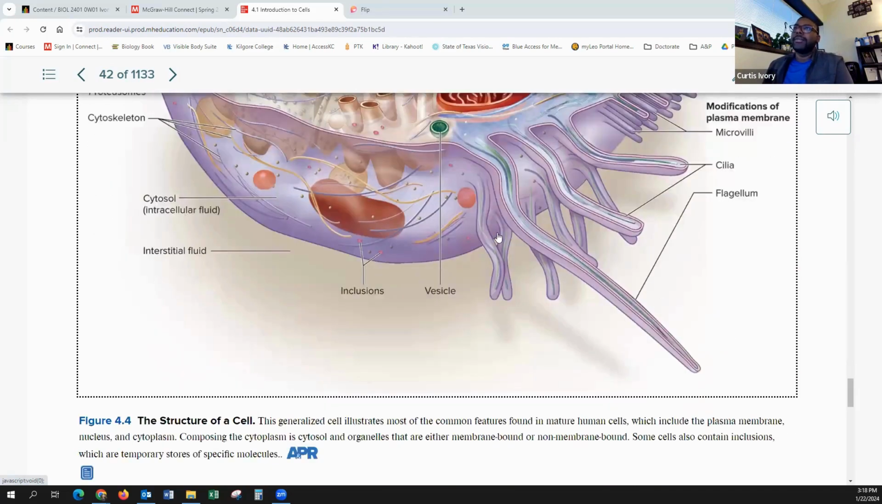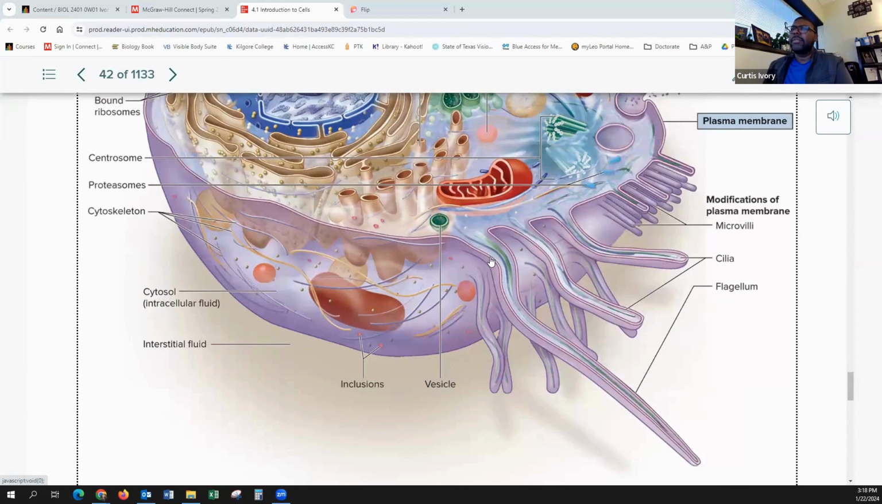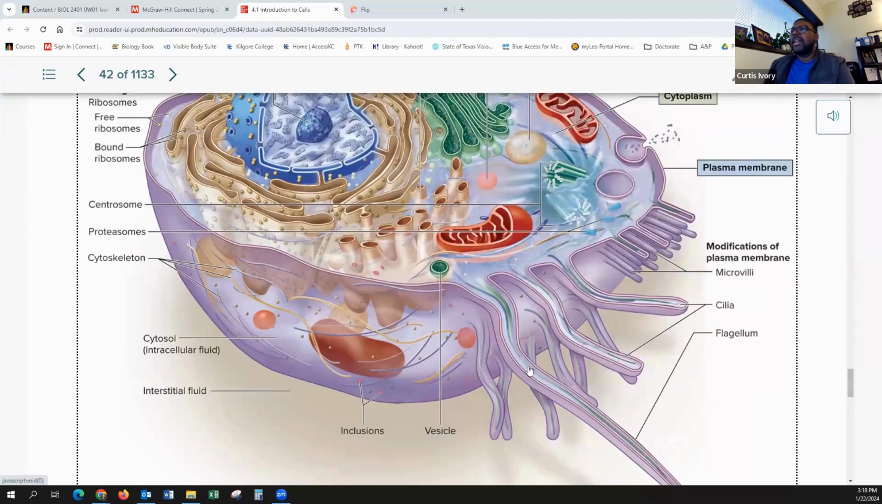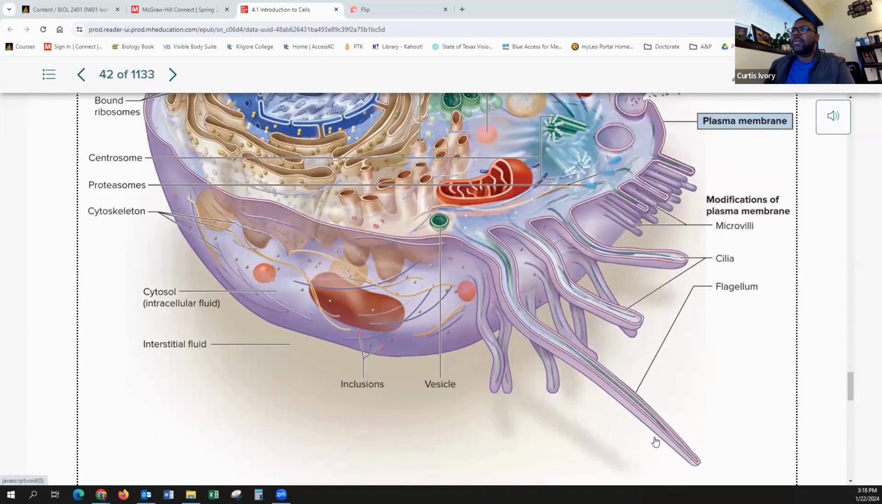Just like flagella. Flagella is used to move the cell. It acts like a little tail or a propeller. The only cells that usually have flagella are sperm cells, because they have to move, or as we say, swim. But not too many cells are going to have flagella.